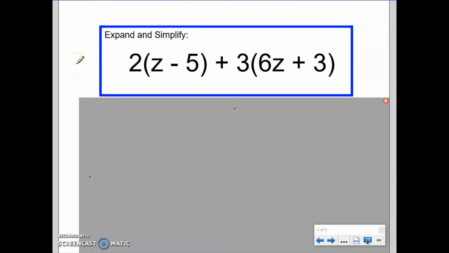One more for you to have a go at. Pause the video here and work through this expansion and simplifying question.